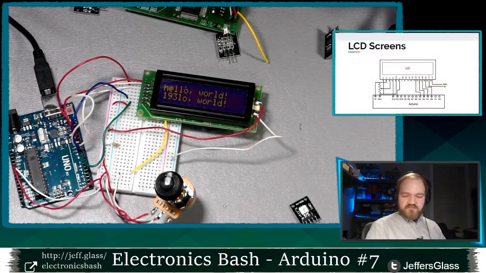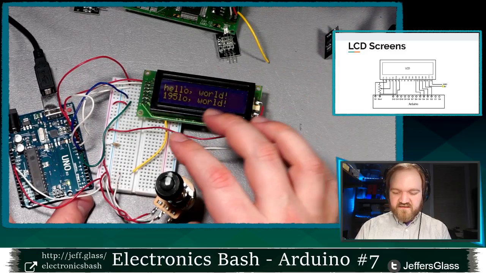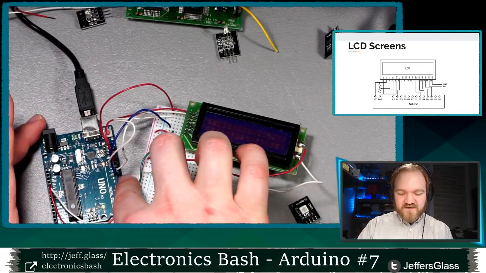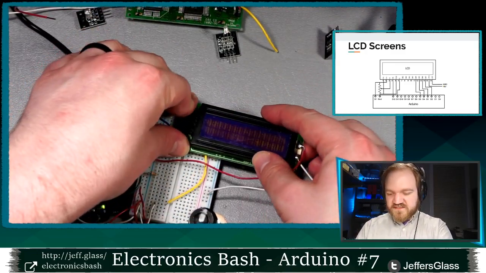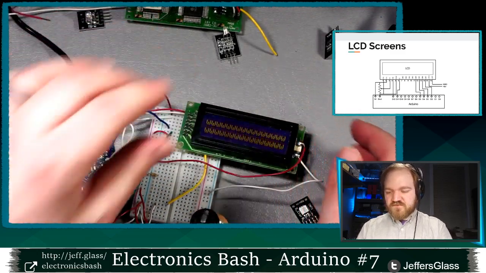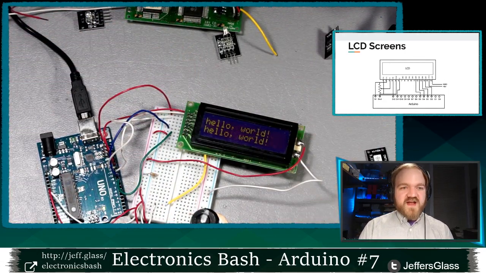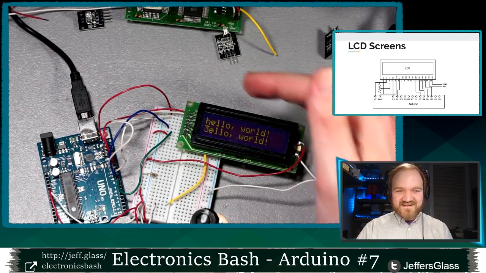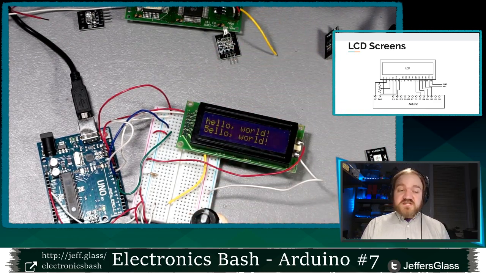So back on the table here, you'll see I have my various fly wires going from the digital pins on my Arduino back over to my display. Reset that. There we go. We're back to our hello world getting overwritten on our display there. So that's the gist of wiring these up.